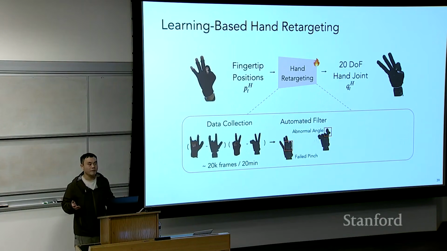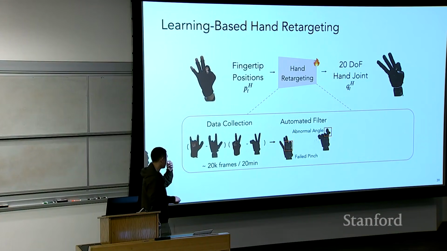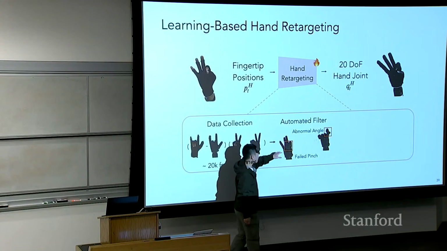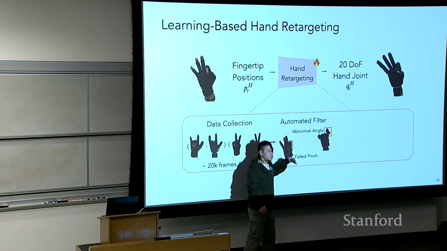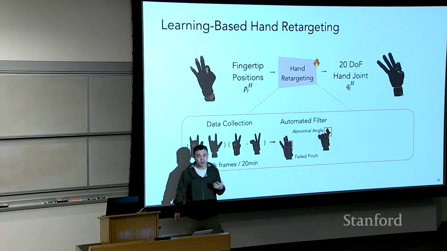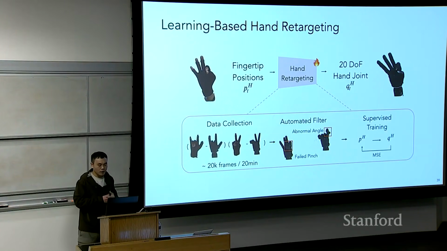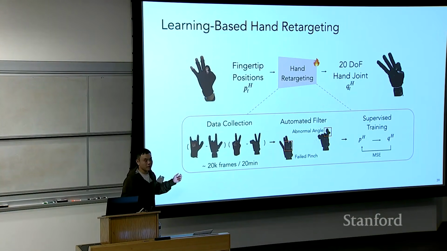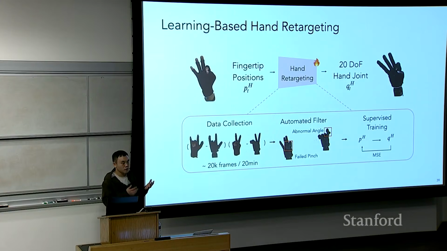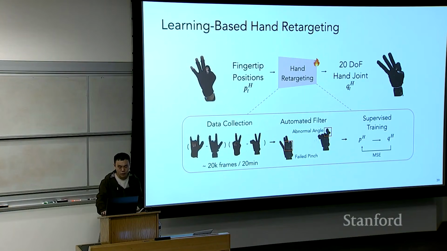However, of course, as you can imagine, there are some failure examples in the data. So we ran an automated filtering step to remove all the abnormal angles and some failed pinches, to only keep the good data. And then finally, we do a simple supervised training of a small MLP to learn the mapping from the hand space to the dexterous hand space so that we can do teleoperation. So this is basically the overview of the work.